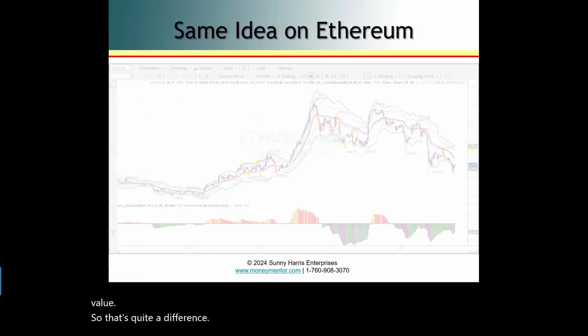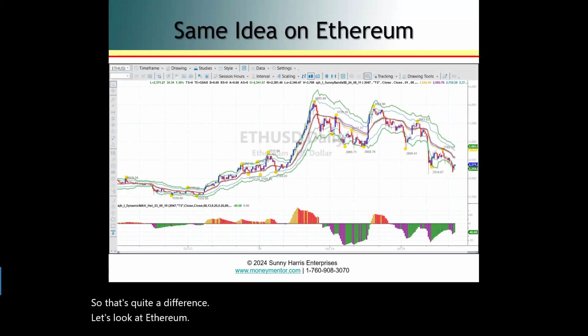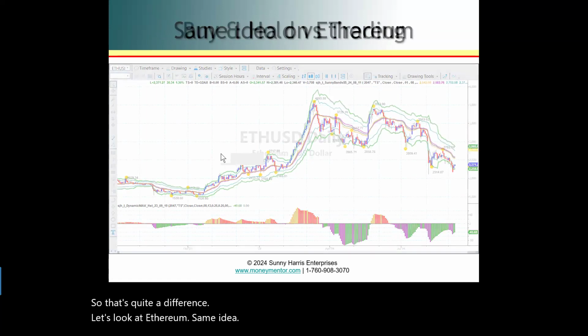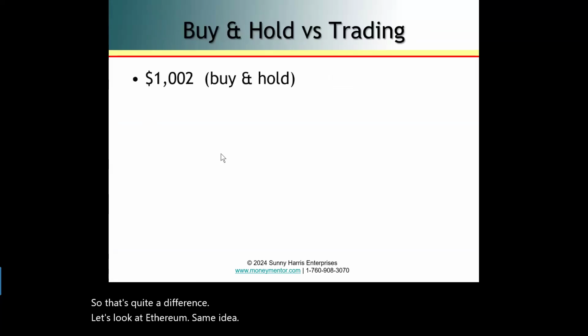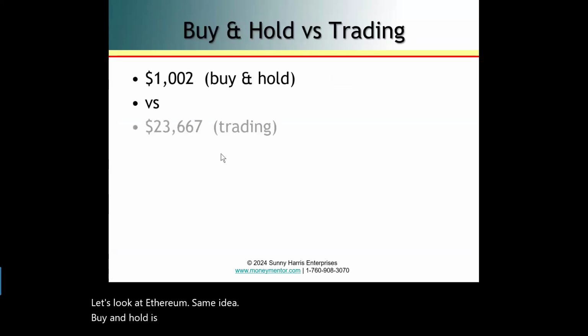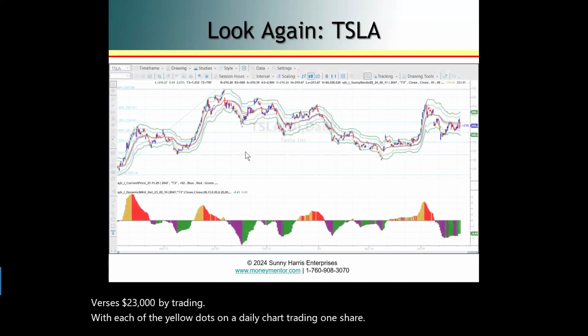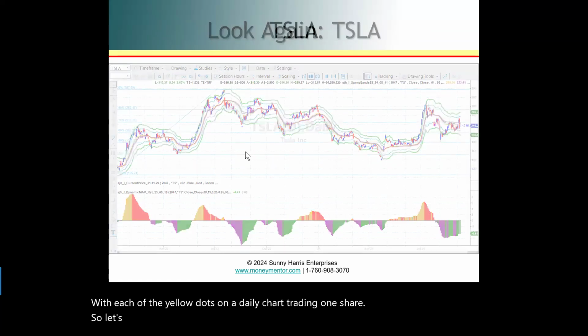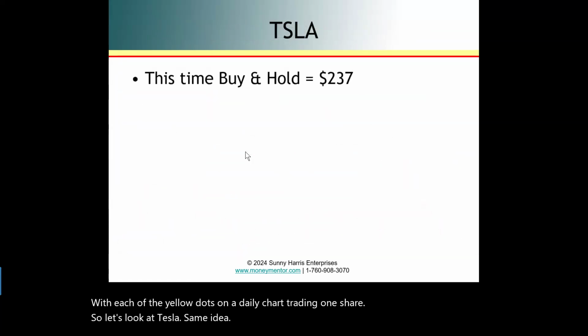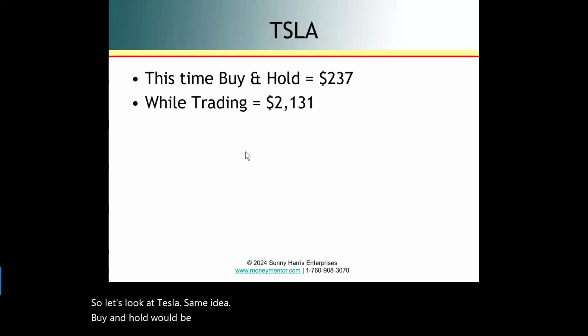Let's look at Ethereum, same idea. Buy and hold is $1,000 versus $23,000 by trading it with each of the yellow dots, on a daily chart, trading one share. So let's look at Tesla, same idea. Buy and hold would be $237 per share. Trading would be $2,100 per share.